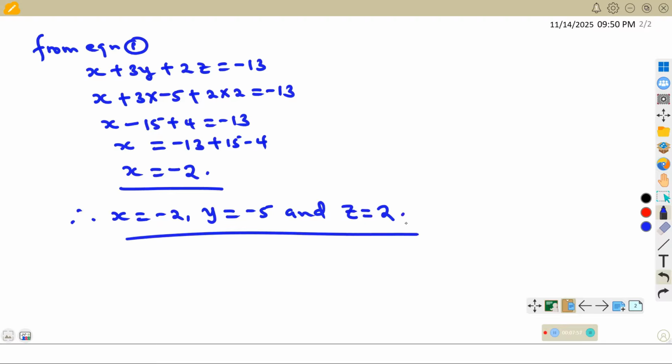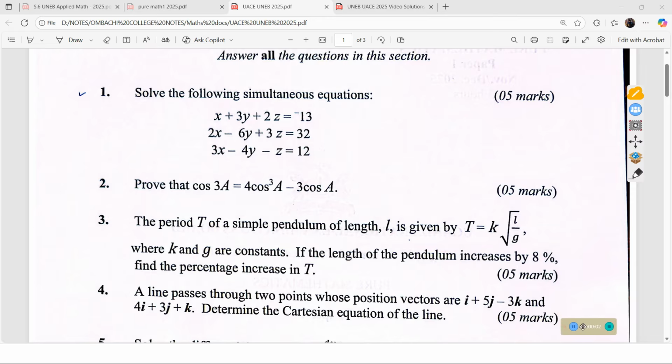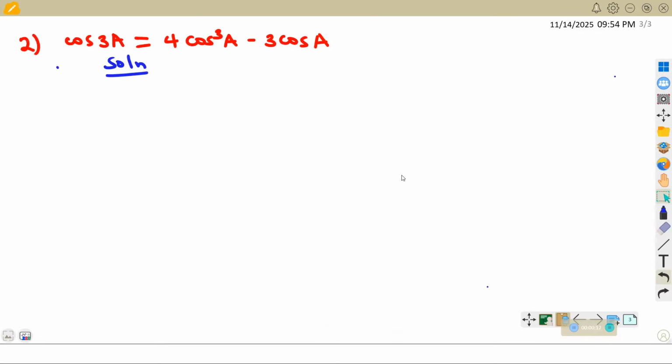So these are the required values for x, y, and z. Now looking at question number 2, it says prove that cos 3a is equal to 4 cos cubed a minus 3 cos a. So let us look at the solution.